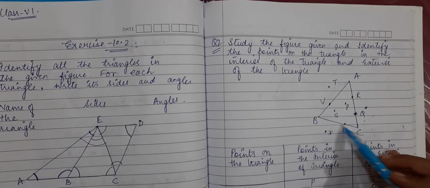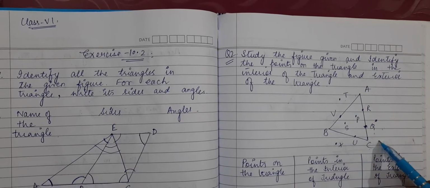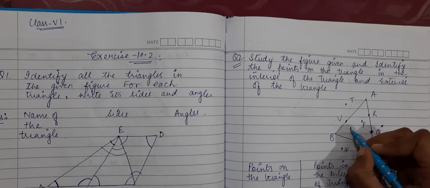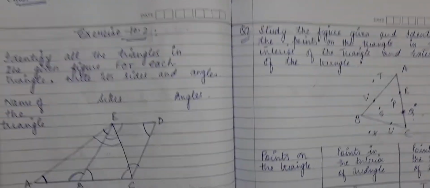Now this is a triangle. The name of the triangle is ABC. This is the name of the triangle. Points are always given with this dot. Wherever the dots are, that is the point you are going to consider.